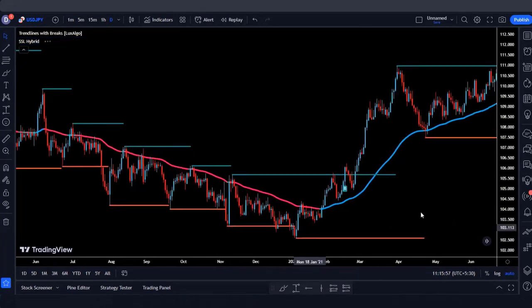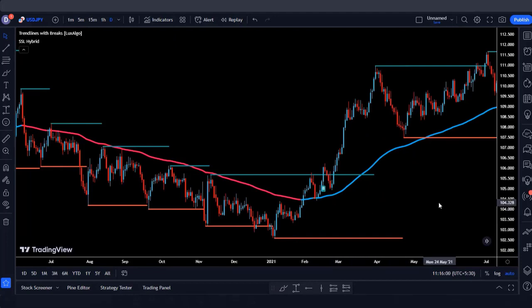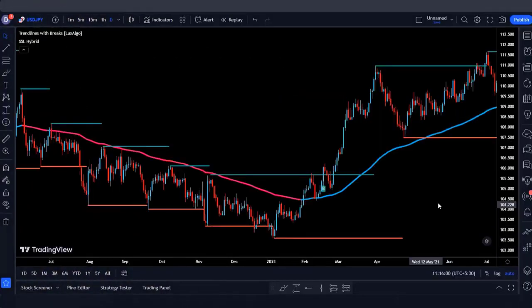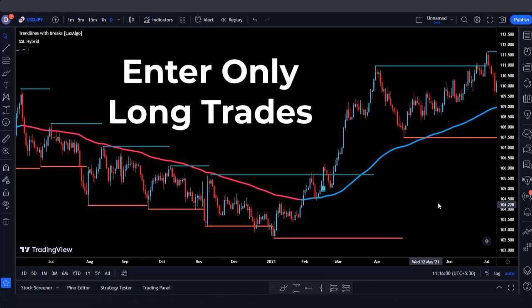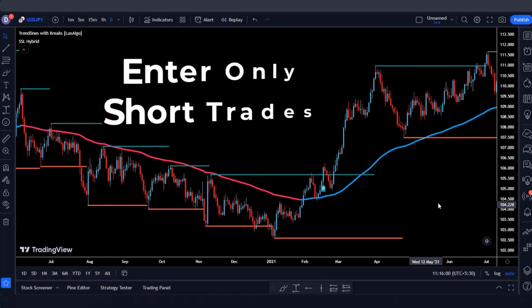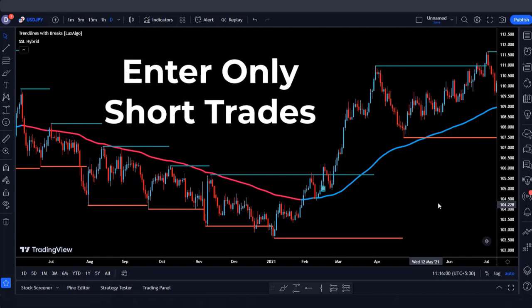SSL Hybrid indicator specifies the momentum more clearly and helps us to enter the trade considering the trend of the market. Here, SSL Hybrid is blue and the price is above the SSL Hybrid line. So the momentum is ascending and we should enter only long trades. For instance, the momentum is descending here because in downward trends, SSL Hybrid turns red and the price is under the SSL line. So we can enter only short trades during this trend.